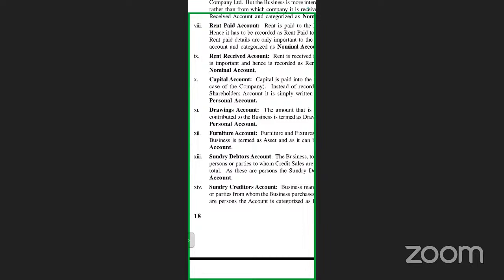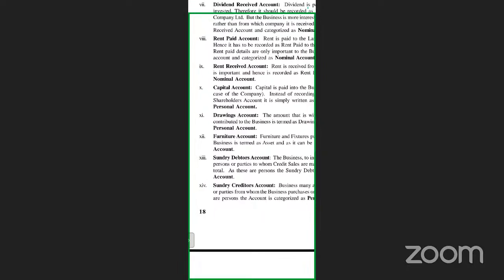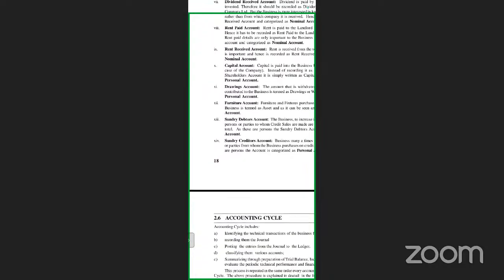Sundry creditors account means that as a business, I am purchasing from my supplier and I'm not paying the amount immediately. I will pay after 6 months or 3 months. So are sundry creditors personal, real or nominal? It is also personal. Why? Because a supplier is some person only, right? So when it is a person, it comes under personal account. So this is how we have understood it.